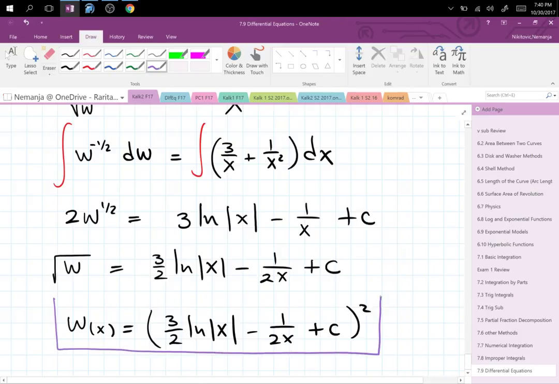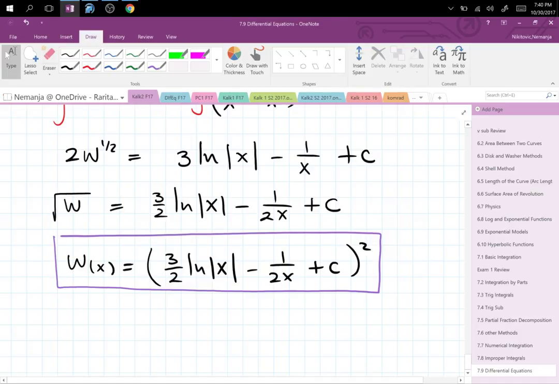The c squared doesn't matter. If you want to FOIL this, you will have 9 terms, and yes, you will get c squared at the end, but it doesn't matter. That's it. Are you disappointed?